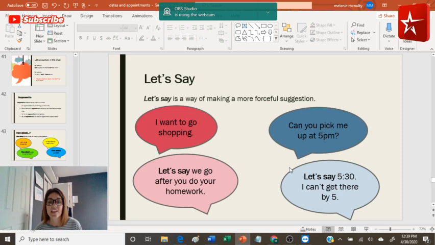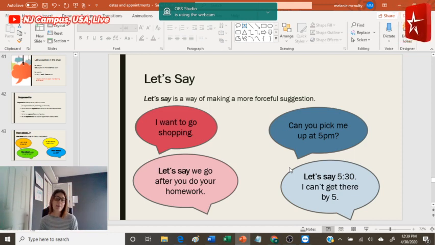Let's say is a way of making a more forceful suggestion. So how about is an easy way of making the suggestion. It's a weaker way. How about 11? I want to go shopping. Let's say we go after you do your homework. So if I'm saying how about, I'm asking them if it's okay. If I say let's say, it's more forceful.